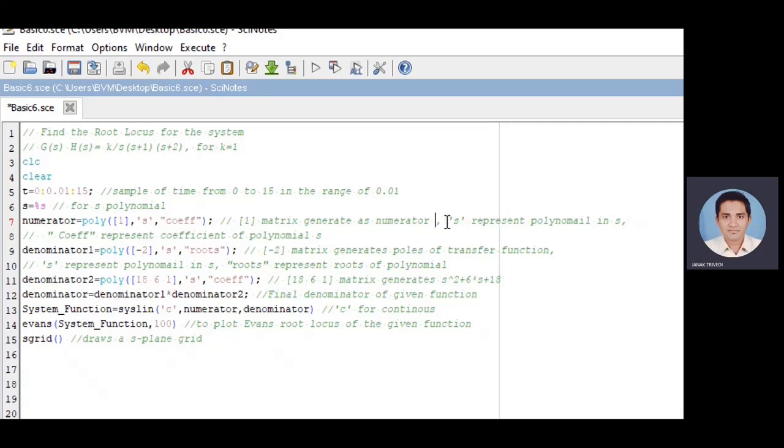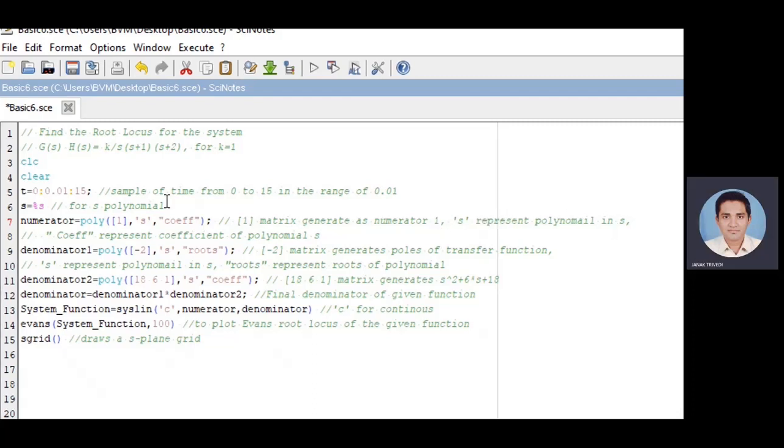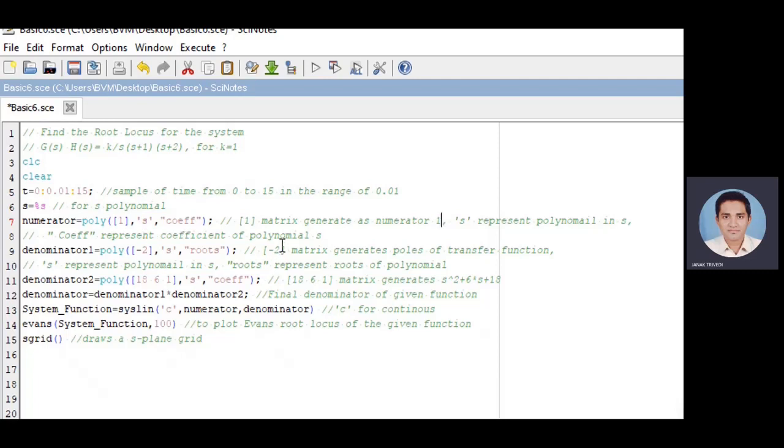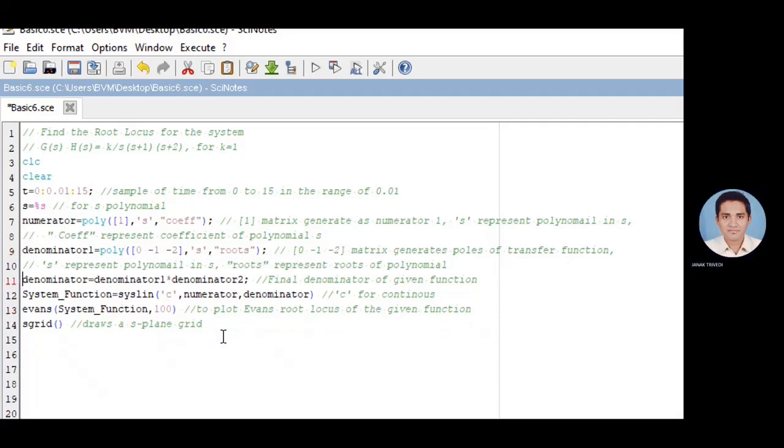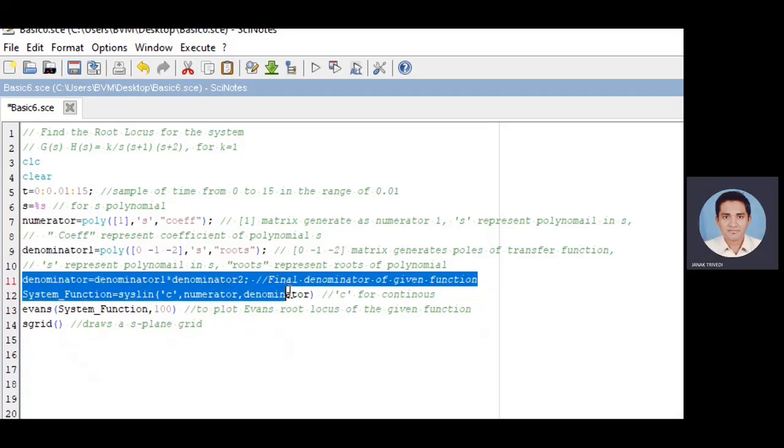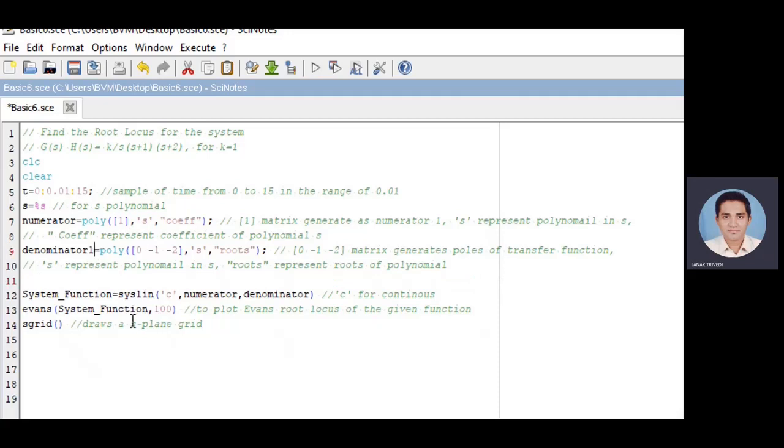The matrix generates a numerator as a 1, k equal to 1. As represents the polynomial in s, and coefficient represents the coefficient of the polynomial in s. Then the denominator: here roots are there, so poly 0, -1 and -2 as roots. So 0, -1, -2 generate the poles of the transfer function as represent polynomial s, and roots represent the roots of the polynomial. I have not required this one because in a single line I have completed this, so this line is also not required. This is the final denominator.